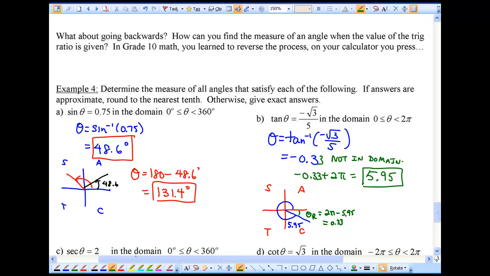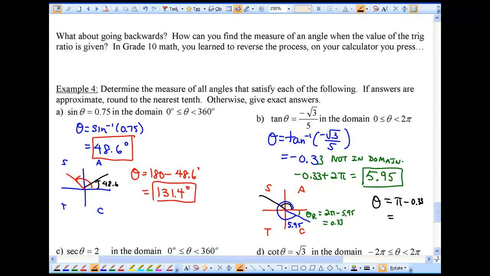Where else in this grand scheme of things is tangent negative? What quadrant is tangent negative in? Quadrant 2 would be the correct answer, yes. So we're looking for this answer now. So what's this theta in black? Well, of course, that's in quadrant 2, so it's 180 degrees, or pi, take away the reference angle of 0.33.